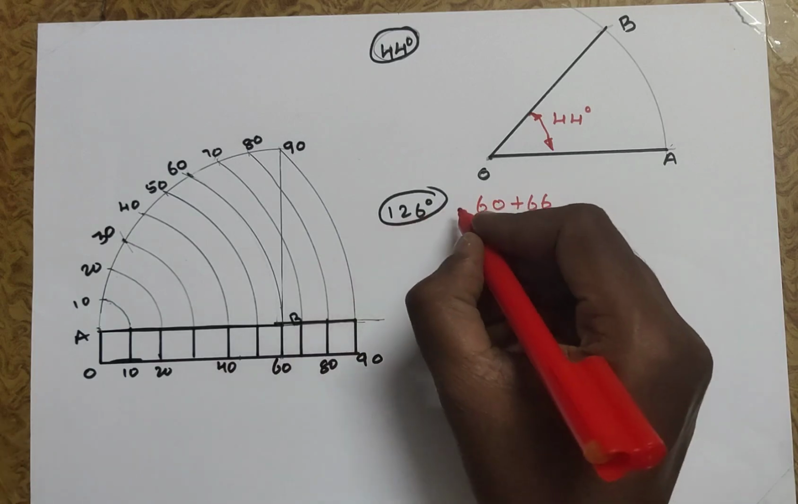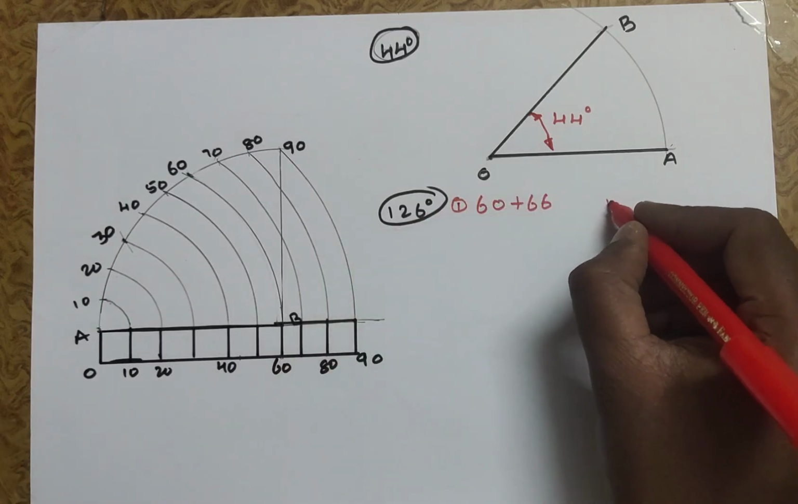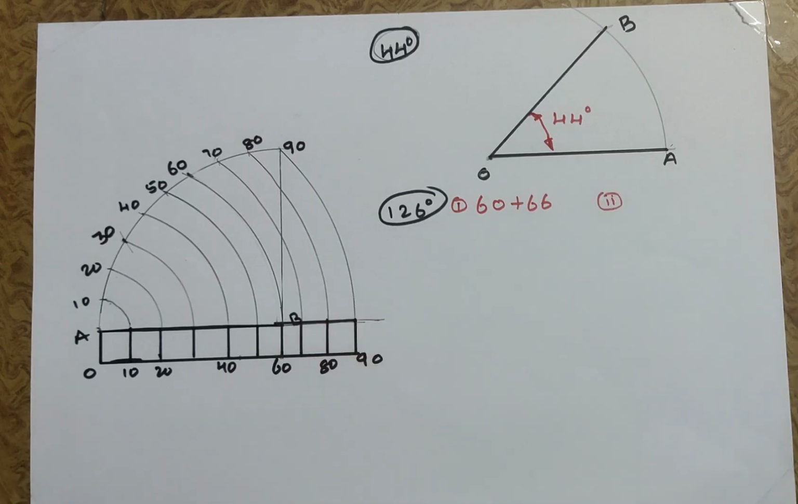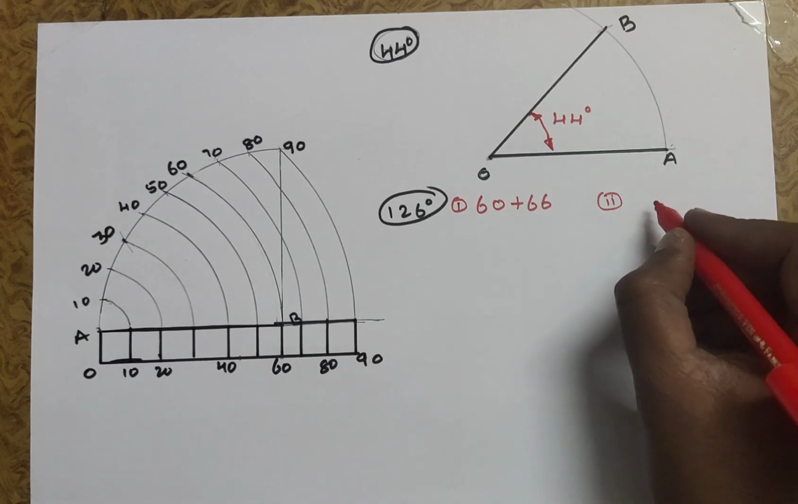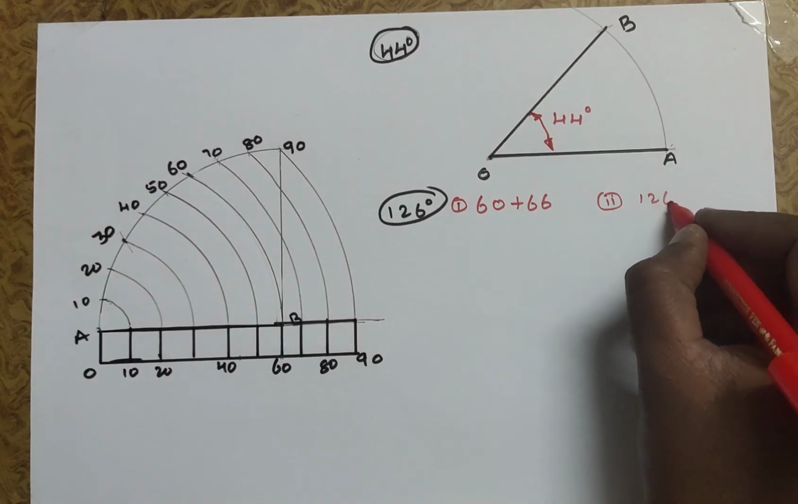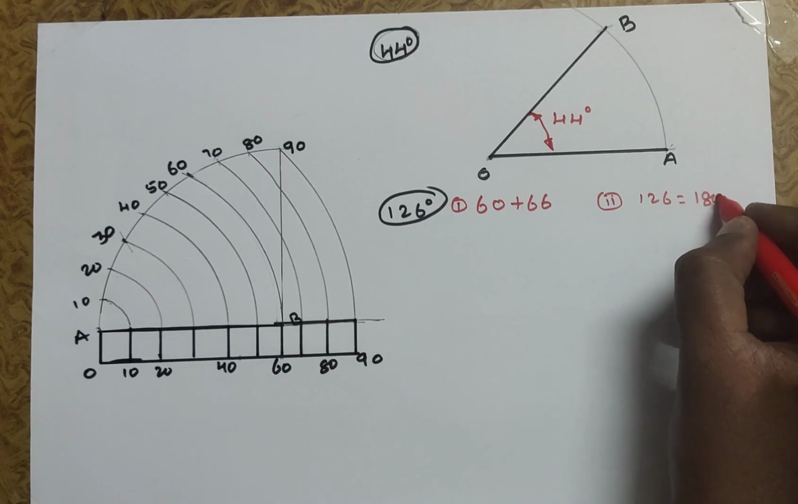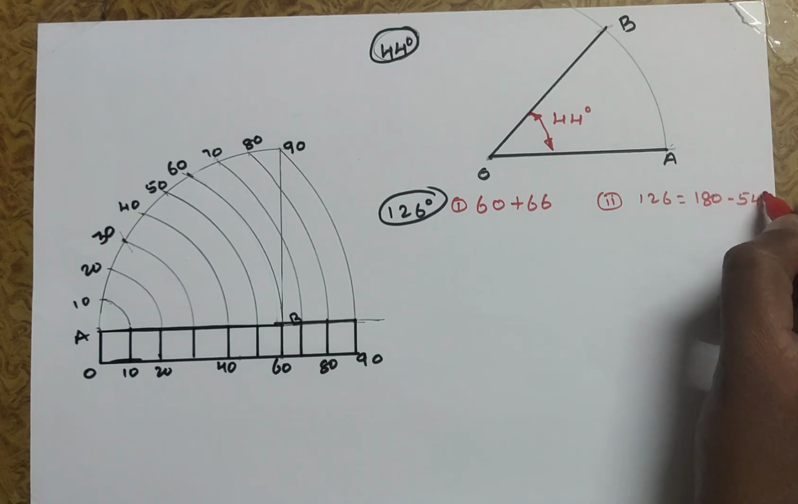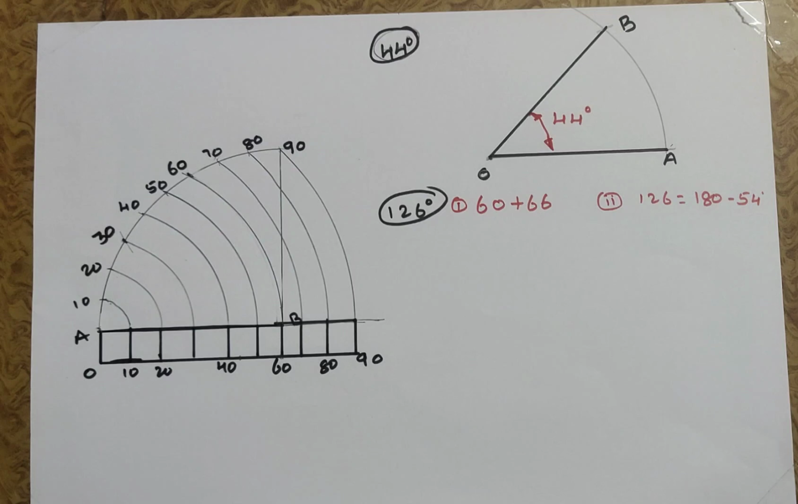This is one. And another one is 180 minus 126. How much value are we going to get? 180 minus 126, we get 54 degrees. So 126 degrees is equal to 180 minus 54 degrees. So how do we mark these?